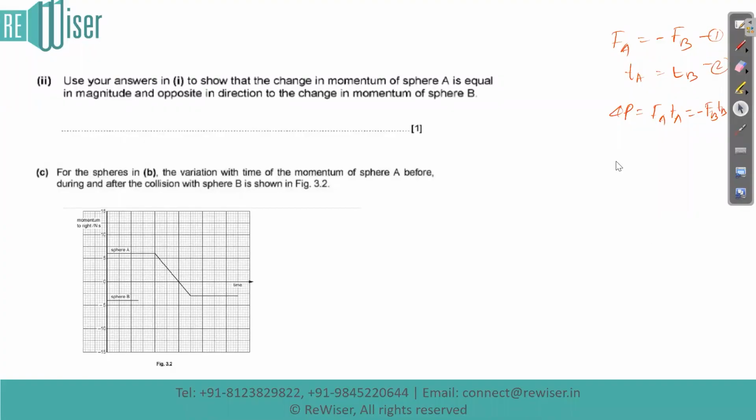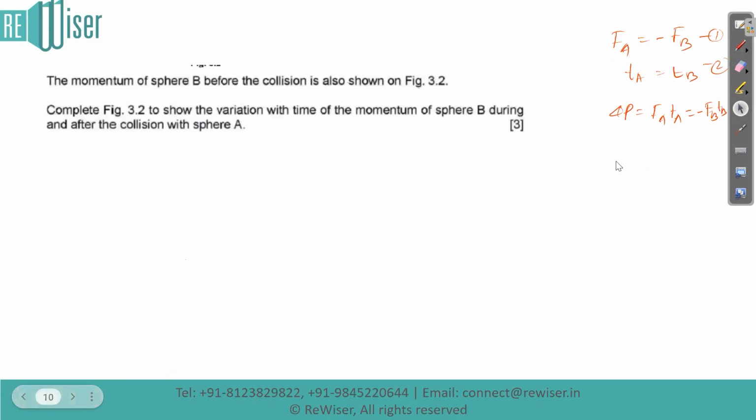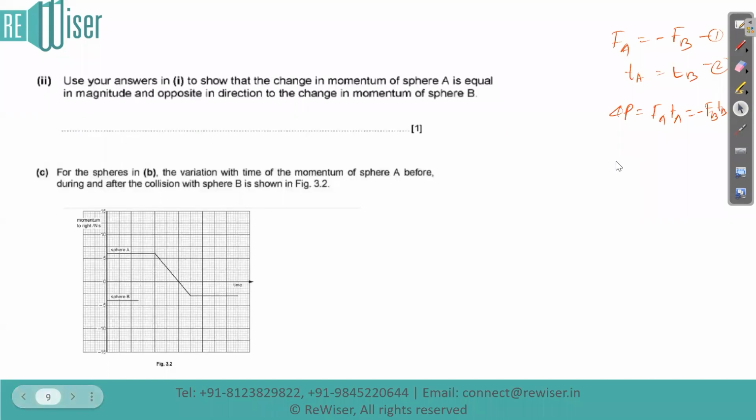For the spheres A and B, the variation with time of the momentum for sphere A before, during and after the collision with sphere B is shown in figure 3.2. Now they're asking us to complete the graph. This is before collision, and collision is occurring till this point, and then after collision.